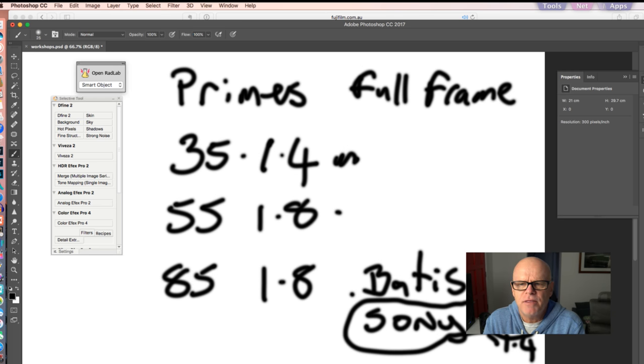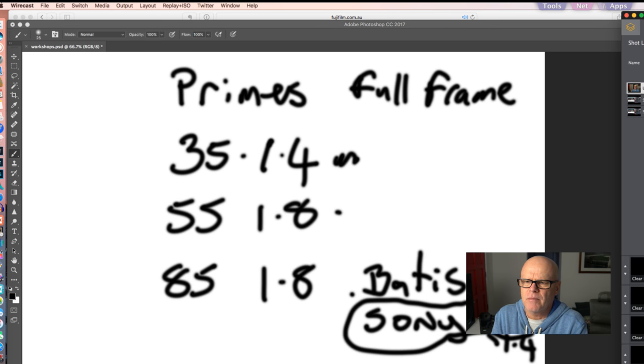So they're the main things now. They're the main prime lenses. Now, the reasons why I've gone prime, because, for instance, I don't want to be lugging around these big lenses. I prefer these tiny lenses. Where's the 55? That's it there. That's the 55.